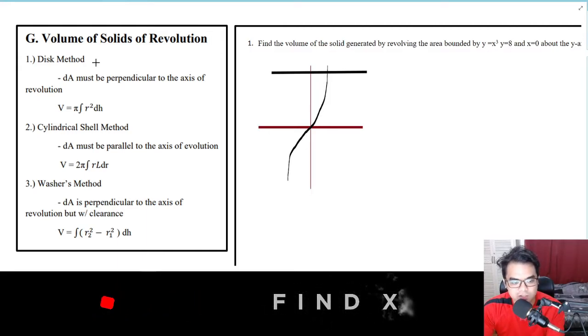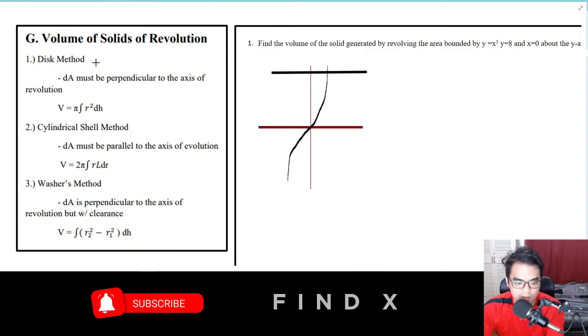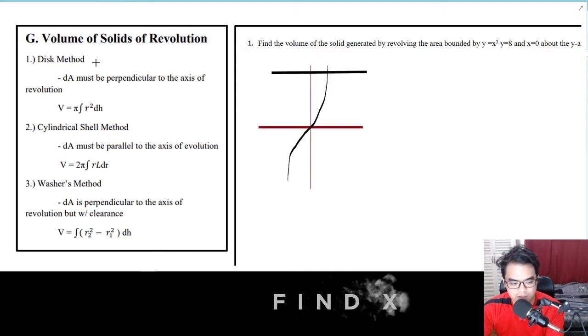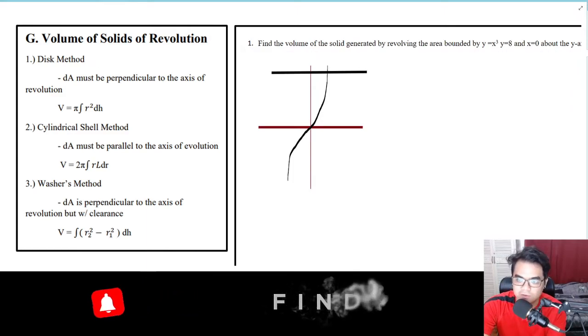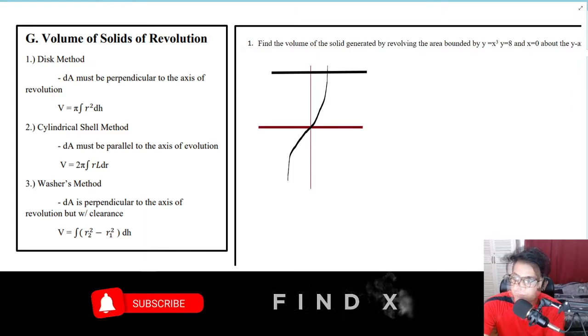In the cylindrical shell method, dA must be parallel to the axis of revolution, while in the washer method, dA is perpendicular to the axis of revolution with clearance. The volume will be the integral of r2 squared minus r1 squared dh. Okay, so without further ado, let's get into the next example.